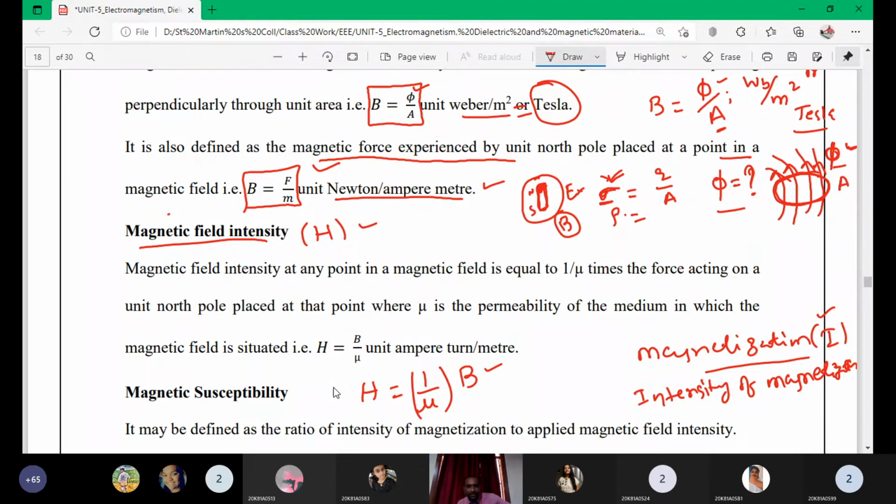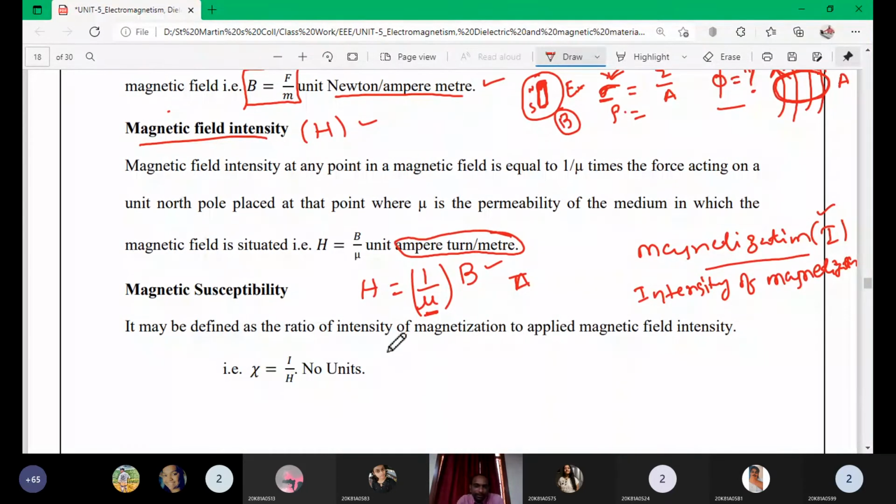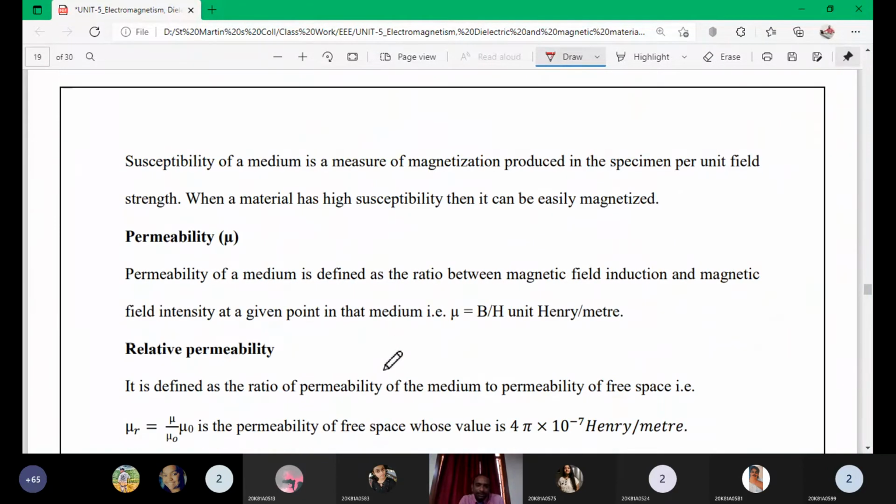This is very easy. What are the units? Tesla per mu, or you can write ampere turn per meter. These are the units. So this is how you will define magnetic field intensity: 1 by mu times the magnetic field flux density or magnetic field induction. Now here, mu is what? Permeability. That we will discuss now. Permeability here, see.